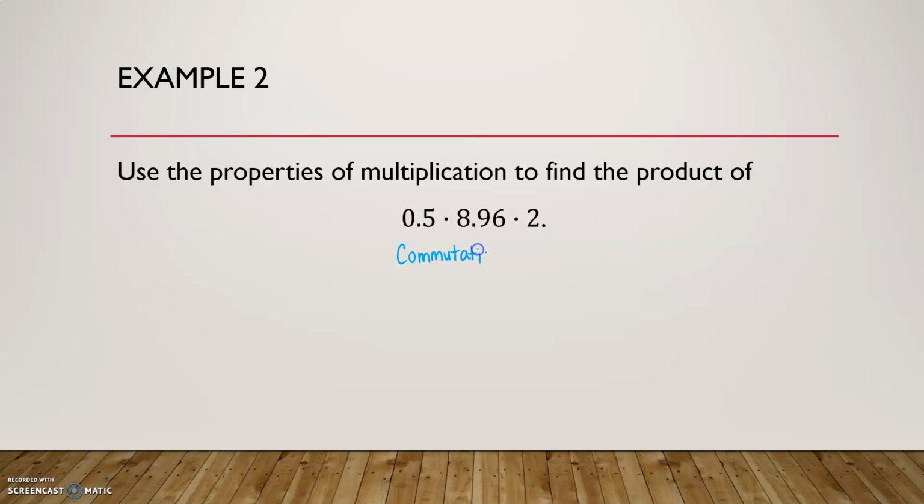to say I know it doesn't matter what order I put these in. So I used the commutative property to switch 0.5 and 8.96. You could have also used it to switch these two around. It doesn't matter which ones. And then I'm going to use the associative property, and I'm going to group what I want to multiply together first. And I'm going to get this.